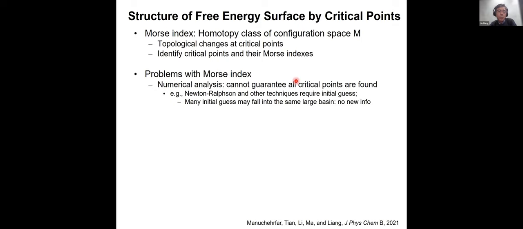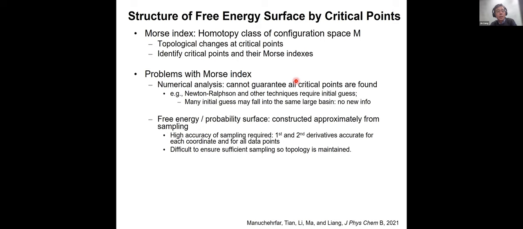But in practice, there are huge problems with this approach. One is that numerical analysis is usually used to find the critical points. These nonlinear methods, a lot of them based on Newton-Raphson methods and other techniques, require initial guesses, and many times you end up finding the same kind of critical points. The other problem is that you need a very highly accurate free energy or probability surface. In real systems, they are constructed approximately from sampling of molecular dynamics and other simulations. To find the critical points, you need highly accurate sampling so you get the first and second derivatives correct. This is very difficult, and you have to ensure you can do that at all the places.